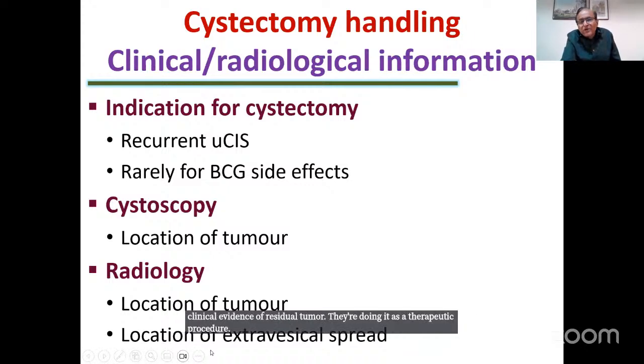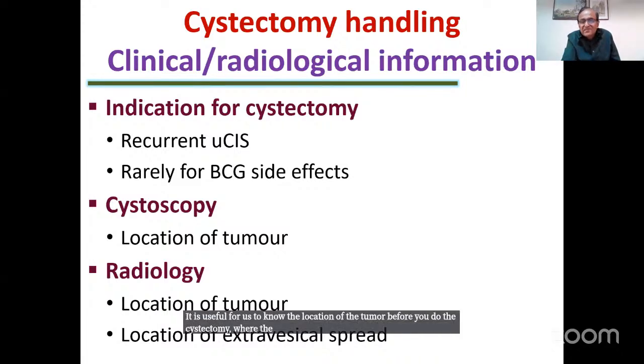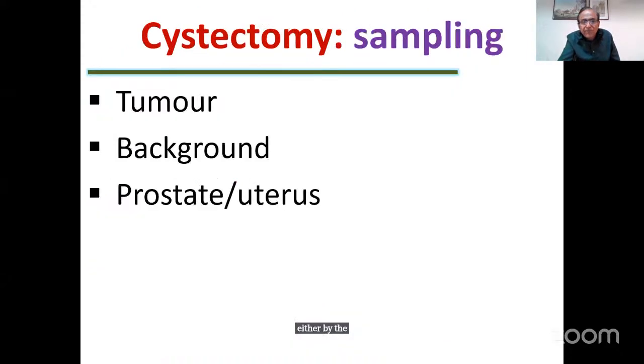It is useful for us to know the location of the tumor before you examine the cystectomy, either by the cystoscopy or the radiology. So when you sample the cystectomy, you've got three things you've got to think about: the tumor, the background bladder, and then the organs that come with it, either the prostate or the uterus.